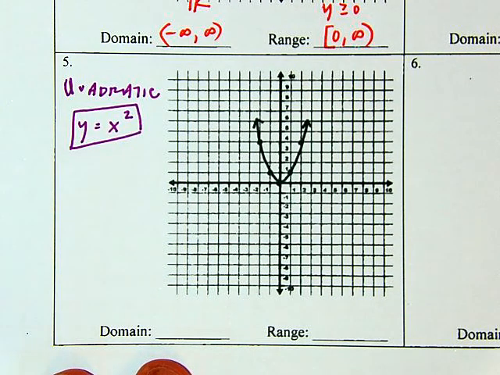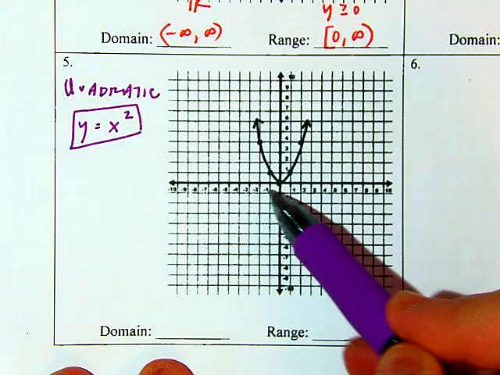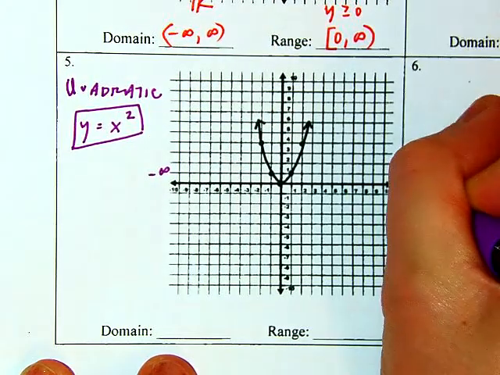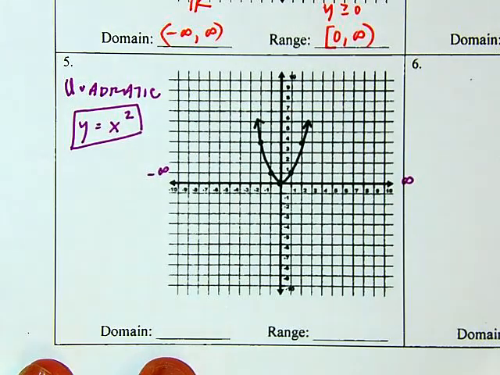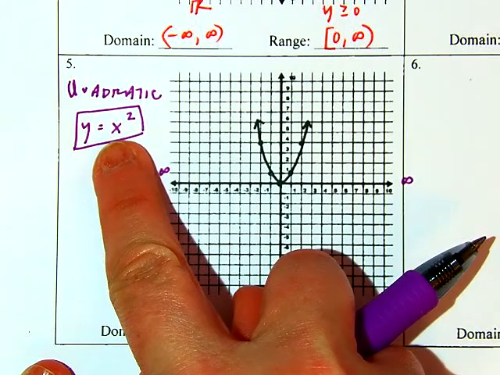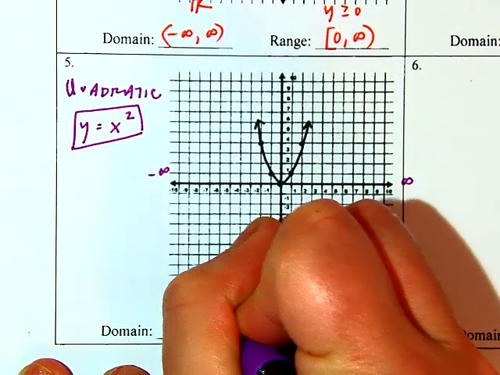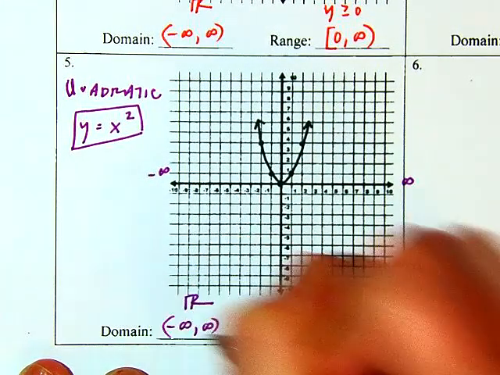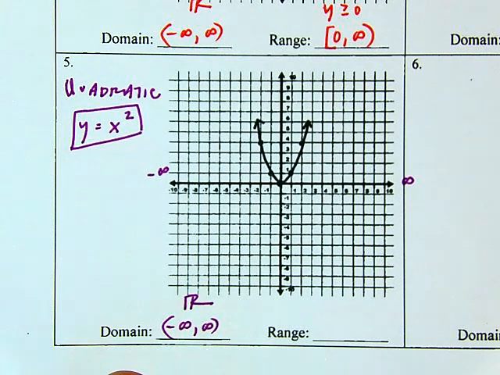So what can my domain be? Well, I see that it keeps growing from left to right. So those could be my infinities or all real numbers, right? Anything can plug in for the x. So all real would be fine, or negative to positive infinity, right? That would be fine also.